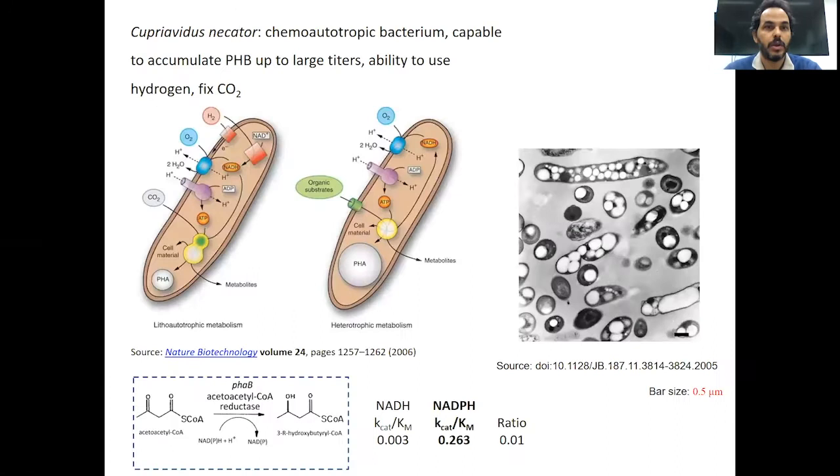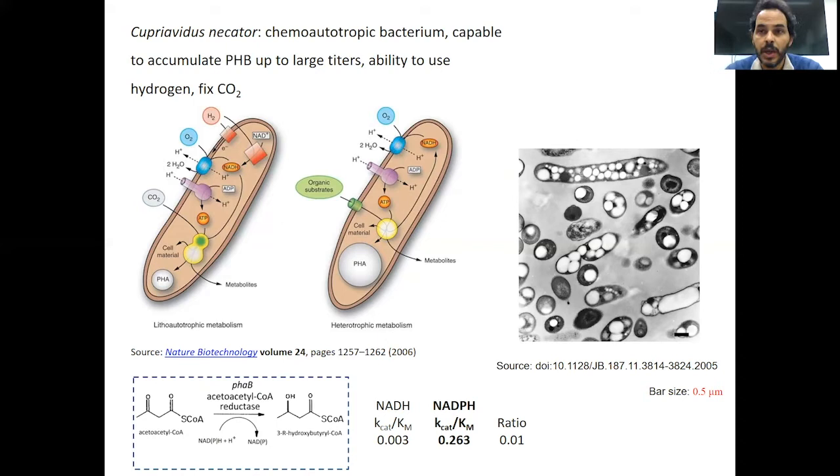Why? The reason behind this assumption is that most of the studies on PHB accumulation have been done using genes coming from the bacterium Cupriavidus necator, which is a chemoautotrophic organism capable of accumulating PHB up to large titers and with the ability to use hydrogen and fix CO2. Therefore, it seems a very interesting and promising platform. The genes encoding the enzymes catalyzing the reactions leading to PHB accumulation in this bacterium were cloned and expressed in Escherichia coli with success at the end of the 80s of the last century.